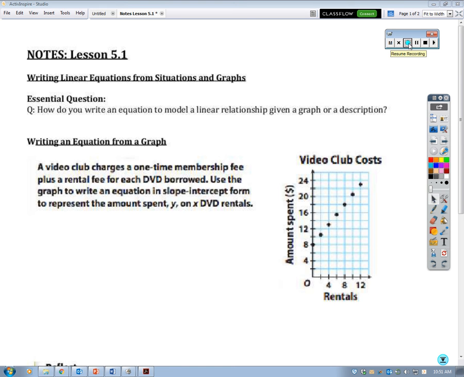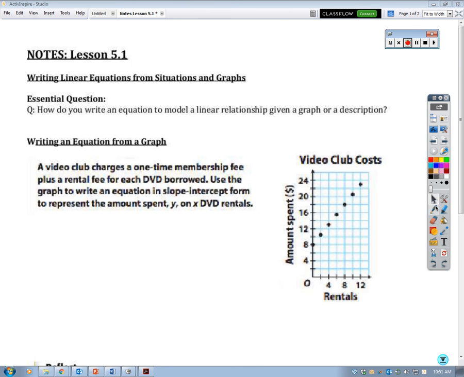Okay, Math 8 students, we are starting Module 5, and this is the notes and video for Lesson 5.1, Writing Linear Equations from Graphs and Situations. And we are going to go ahead and jump right into this. By the end of these, you want to have a good understanding and be able to answer our essential question here of how do you write an equation to model a linear relationship given a graph or a description. So that's what we're trying to do here.